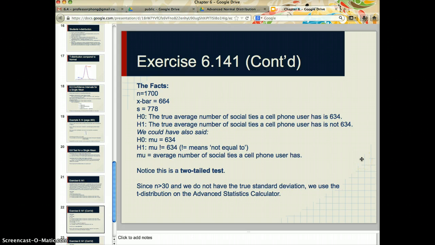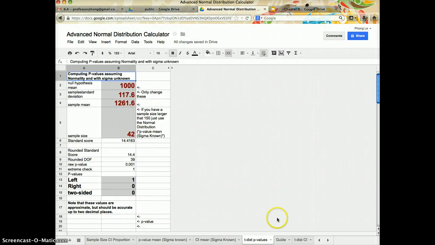Now because it's a two-sided direction and extreme, we have a two-tailed test. Since our sample size is sufficiently large, we can use the t-distribution in the advanced statistics calculator. We could actually use the normal distribution if we wanted to. And we just enter in the numbers here. The null hypothesis mean is 634. The sample standard deviation is 778. It's a very large standard deviation. Our sample mean is 664, and our sample size is 1700.